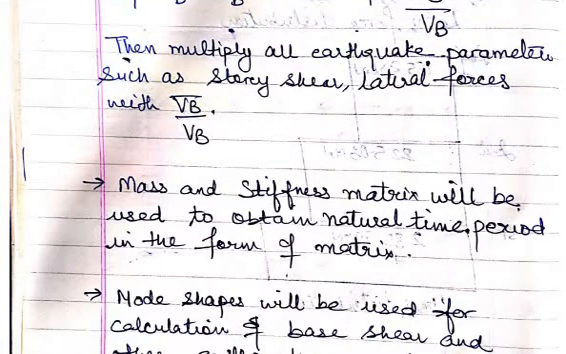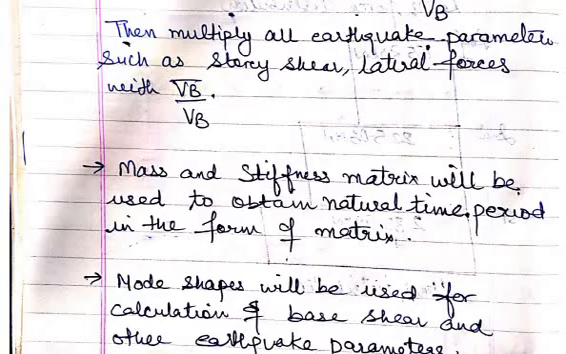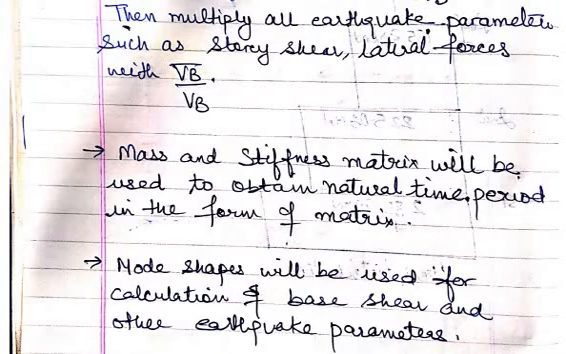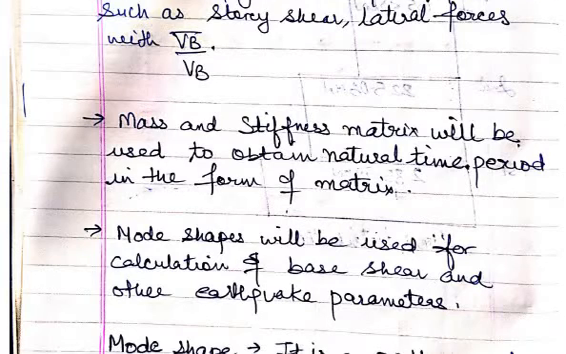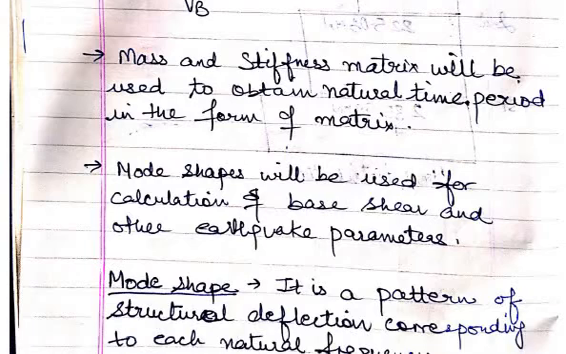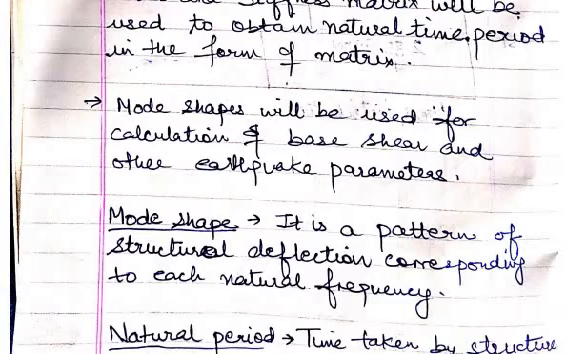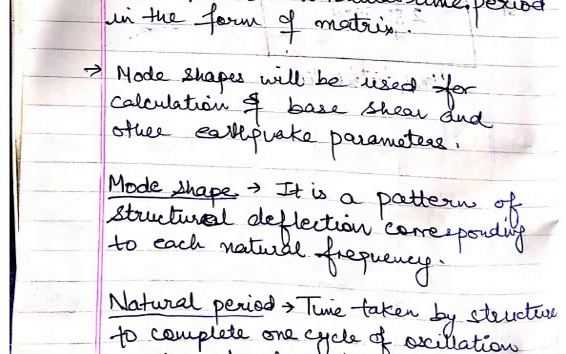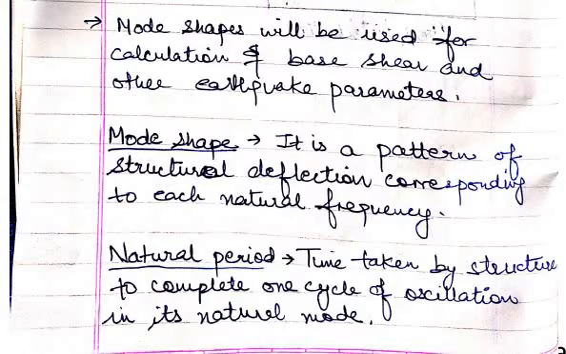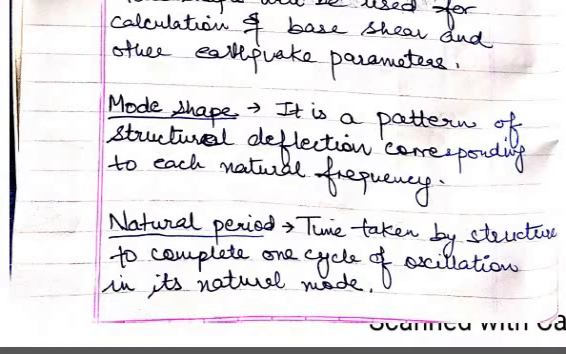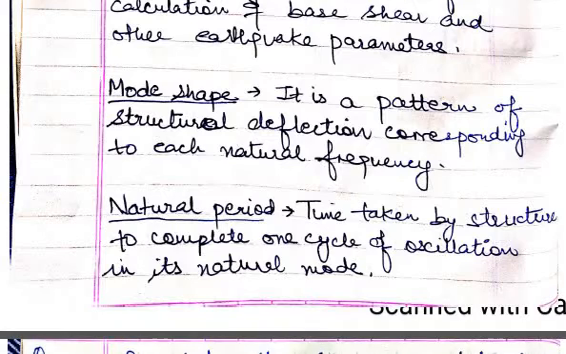Then the mass and stiffness matrix will be used to obtain the natural time period in the form of a matrix, and the mode shape will be used for calculation of base shear and other earthquake parameters. Mode shape is a pattern of structure deflection corresponding to each natural frequency, and the natural period is the time taken by the structure to complete one cycle of oscillation in its natural mode.